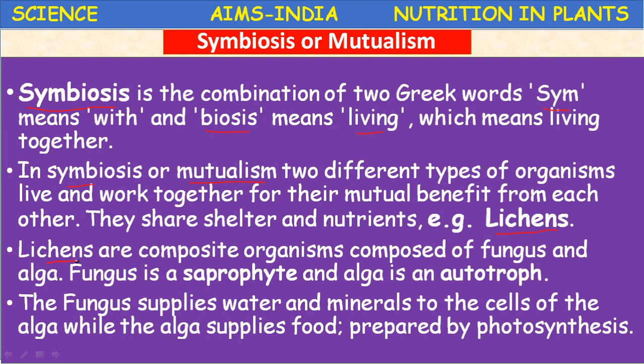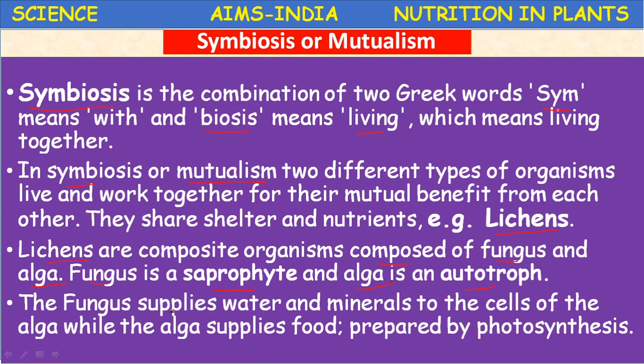Lichens are composite organisms, meaning two different organisms live together. They are composed of a fungus and an alga. It is a mutual association between the fungus and alga. There are two different groups of organisms. Here the fungus is a saprophyte and the alga is an autotroph. Saprophytic and autotrophic nutrition are mixed here.